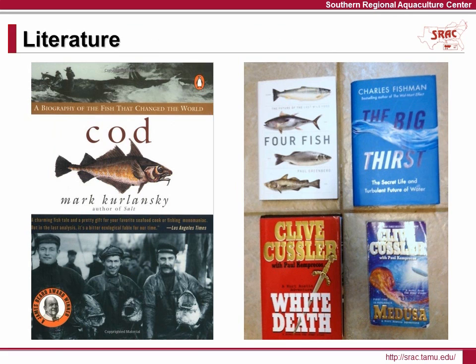Fish and aquaculture provide a subject for ample reading in numerous books by well-known authors. Here are but a few. Cod, a biography of the fish that changed the world. Four Fish, the future of the last wild food. The Big Thirst, the secret life and turbulent future of water. And two fiction-adventure novels with aquaculture-related themes by best-selling author Clive Cussler. I strongly encourage you to check them out.